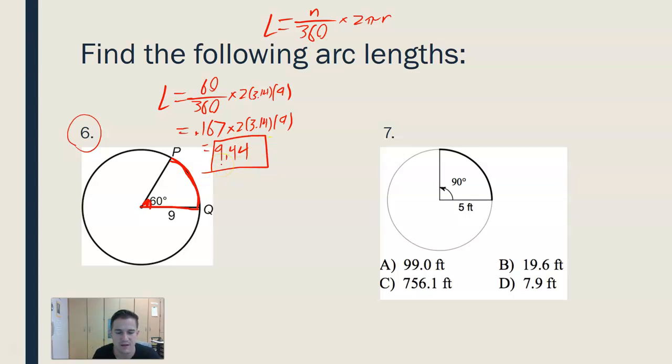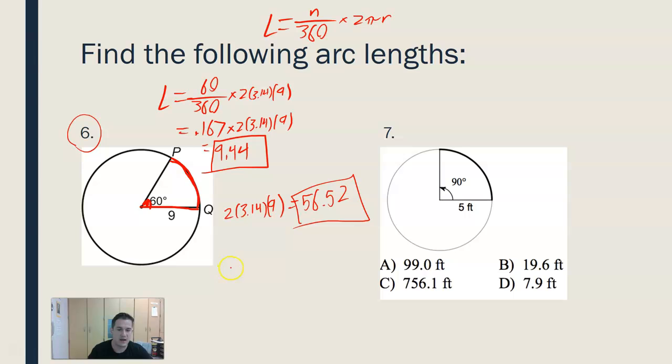9.44 is the distance around the outside of that circle. And just for kicks and giggles, I'm going to compute the circumference of this circle. The circumference is 2 times 3.14 times 9, which is 56.52. So that's the distance around the whole circle.